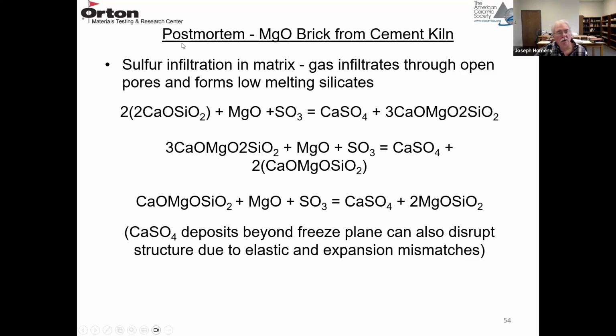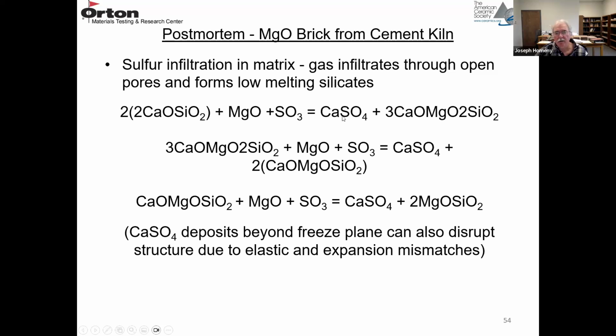We also saw some sulfur in the matrix. So this gas infiltrates through the open pores, and it also helps form some low melting silicates. So the dicalcium silicate, that's the cement clinker, plus MgO, plus SO3.